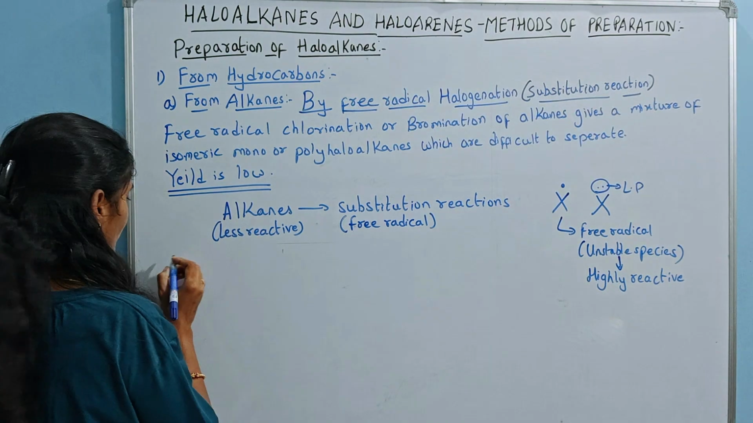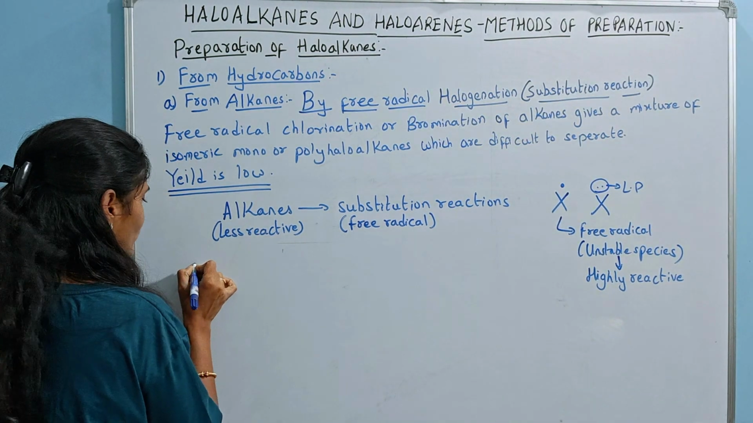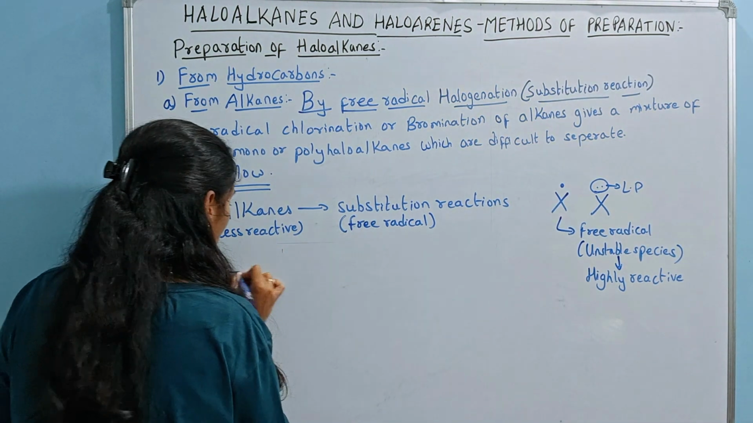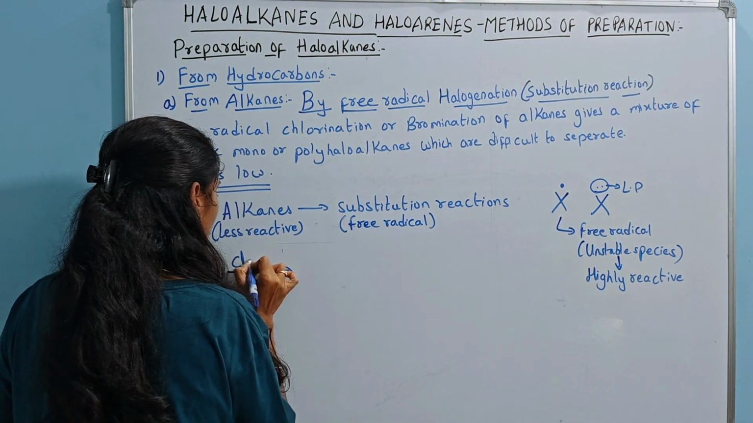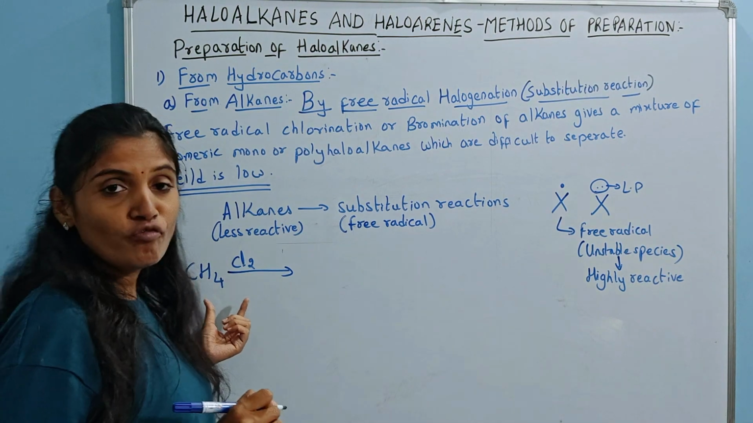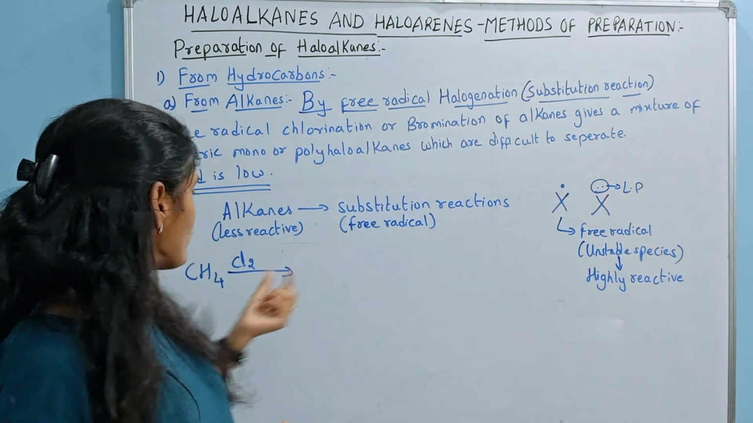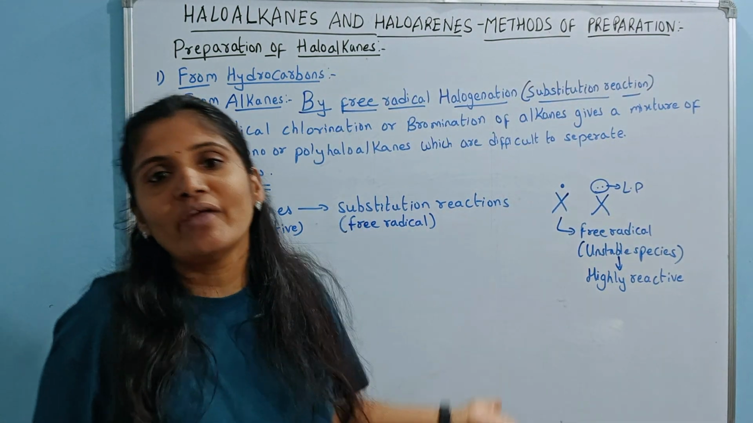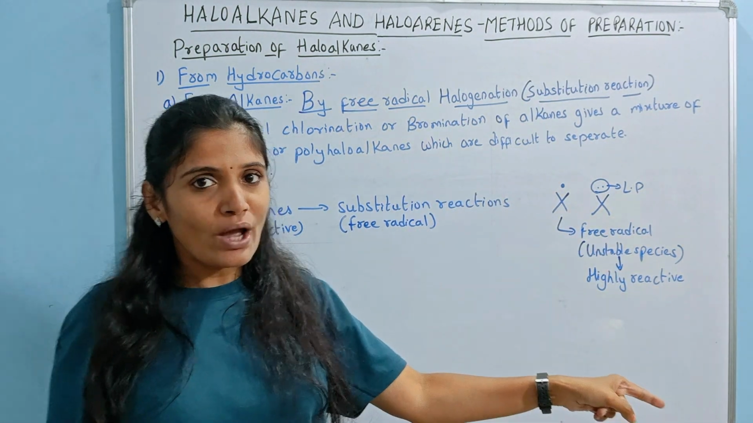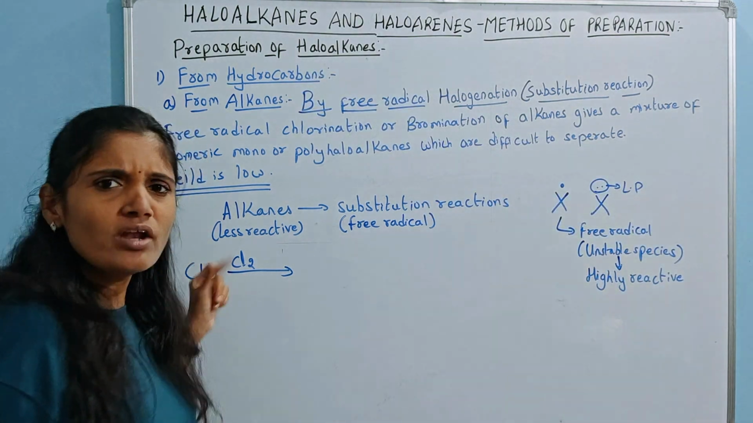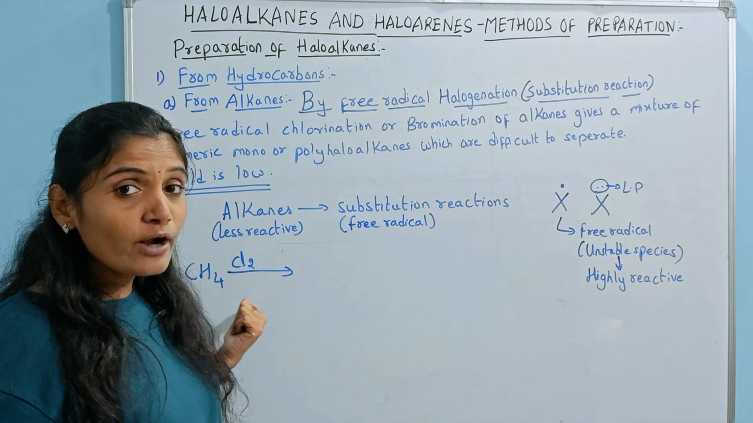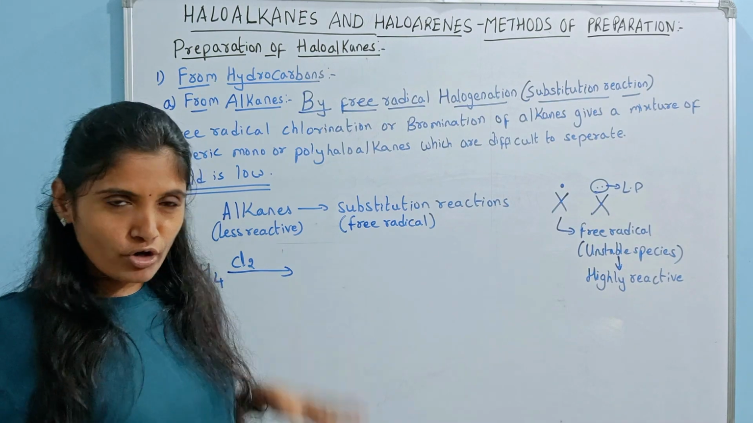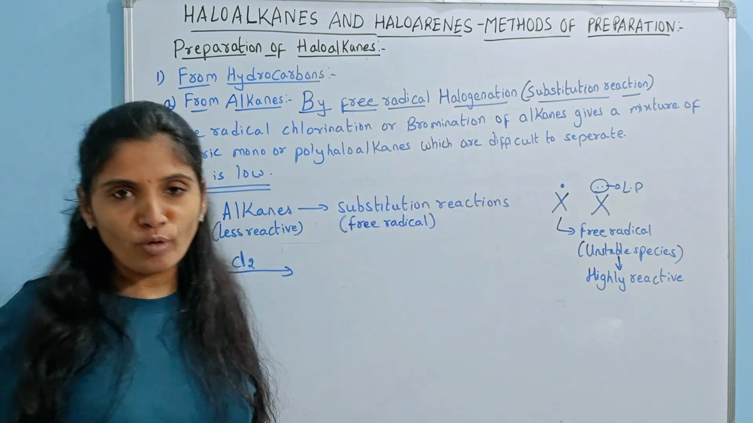Means what? For example, let me take an example here. You take your methane. Now I have to do a substitution reaction of methane. Means I have to substitute some atom. Because I want haloalkane, I will substitute hydrogen with chlorine. Chlorine or bromine, whichever you want. Either you can do chlorination or bromination.